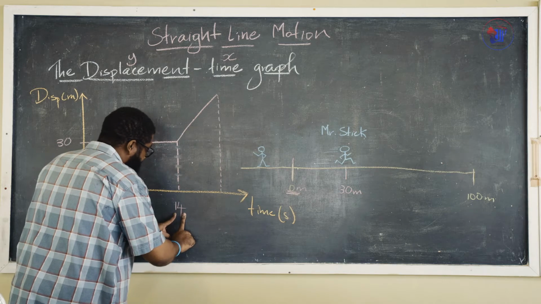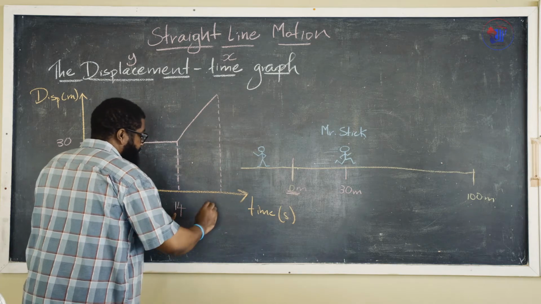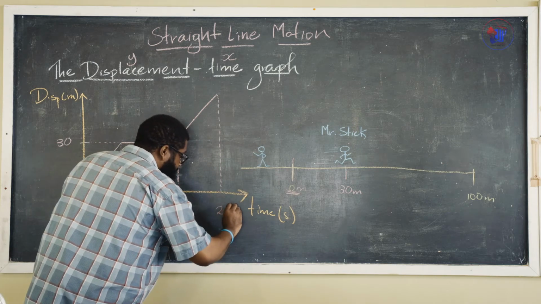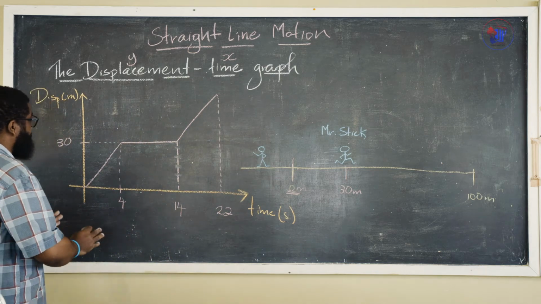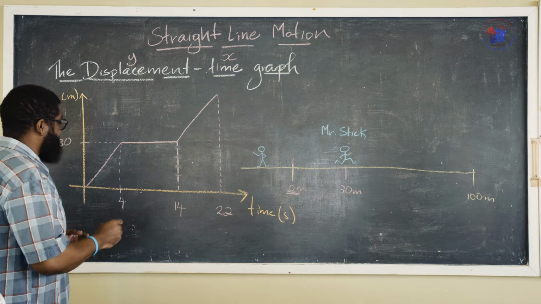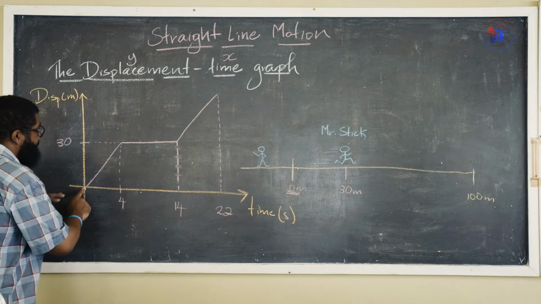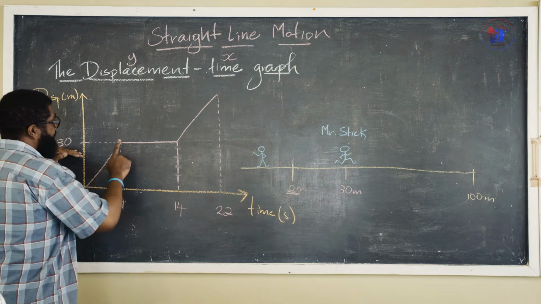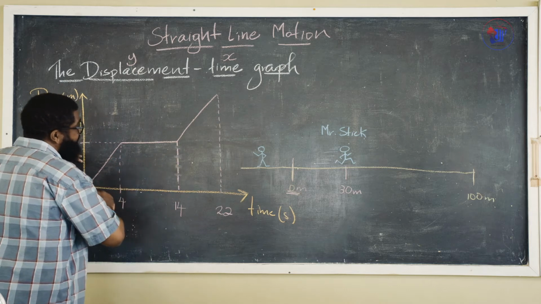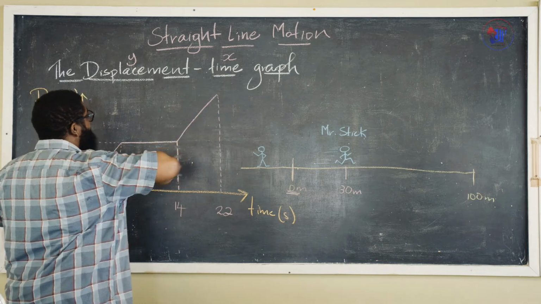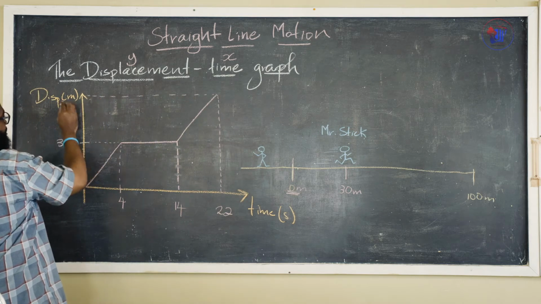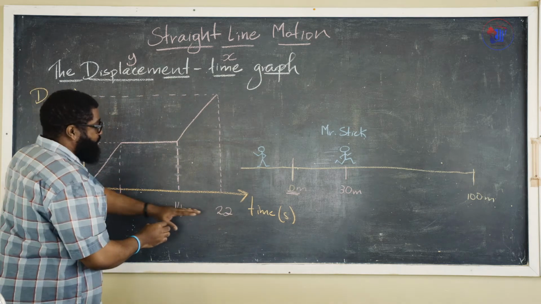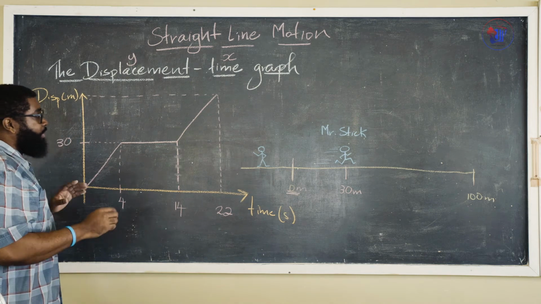So 8 seconds from here would be a whole 22 seconds. And this is the race. This is how his motion will be plotted on a displacement time graph. He starts here. His displacement goes up to 30. He catches a cramp. He doesn't move for 10 seconds. And then he runs the rest of his race very bravely, getting to, this is the 100-meter mark in 22 seconds.